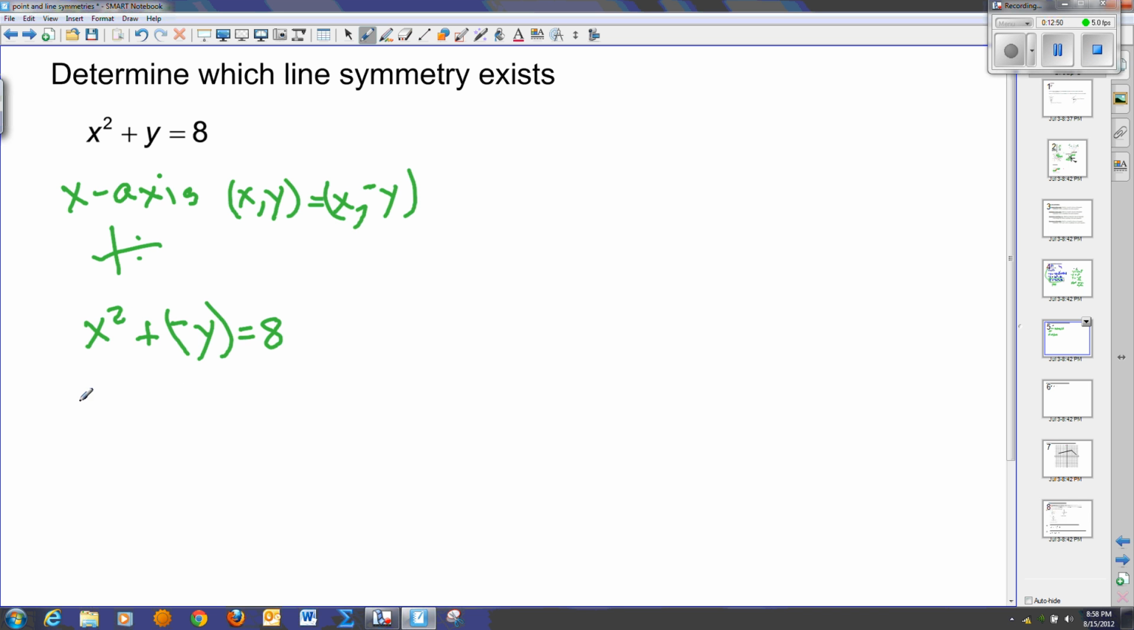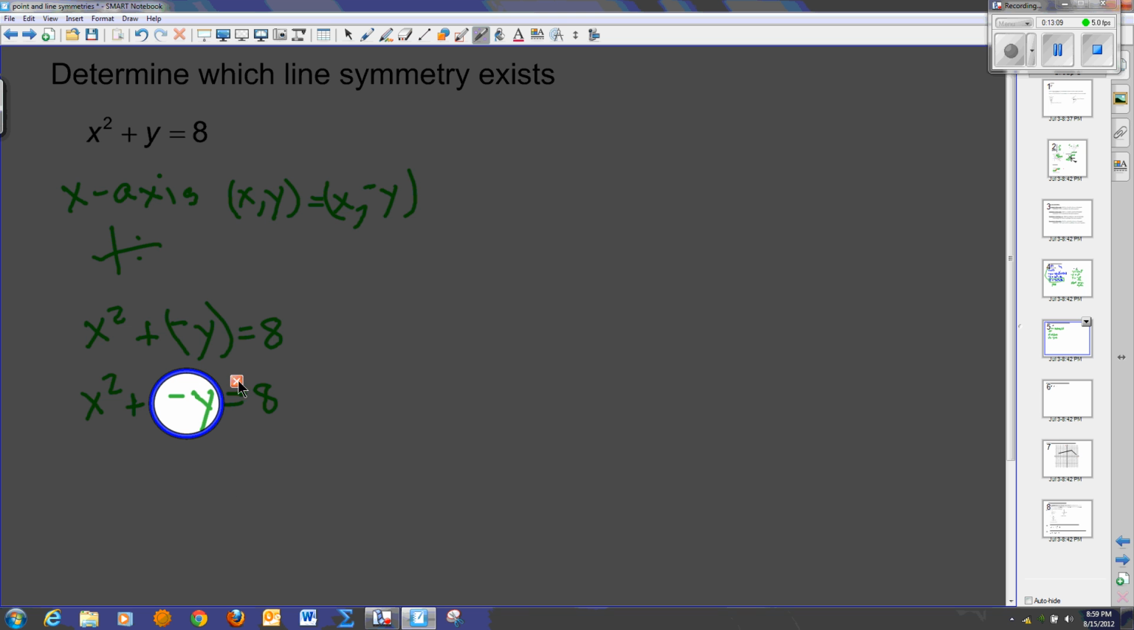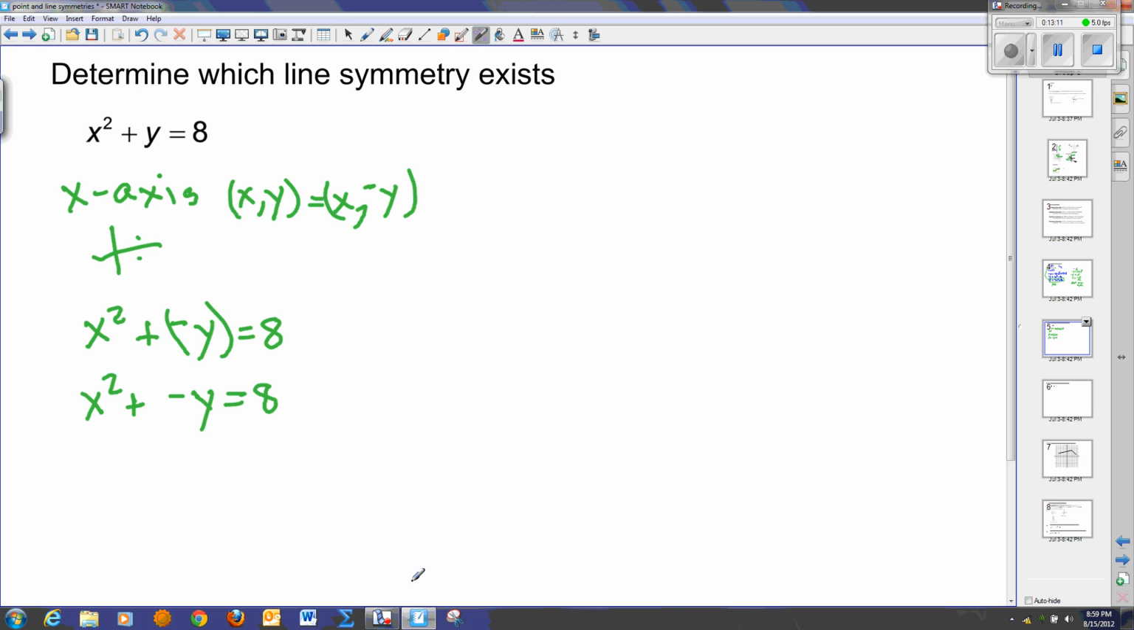We notice right away that I have x squared plus negative y is 8. In my original, I had x squared plus y. These are not the same, clearly. So this is not x-axis.